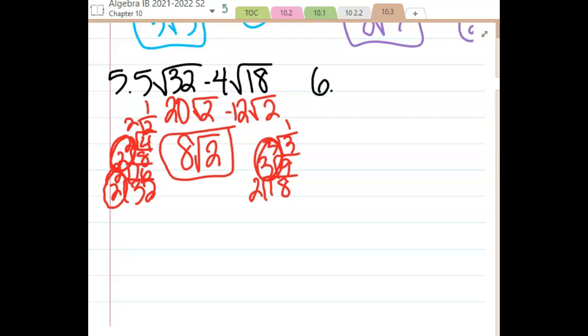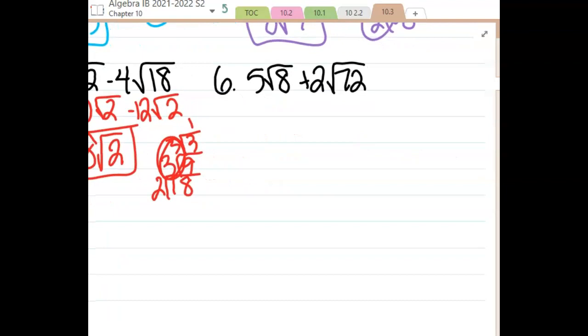Okay, I want you guys to try this one. I want you guys to try 5 square roots of 8 plus 2 square roots of 72. I'll give you a couple minutes to try that one. 5 square roots of 8 plus 2 square roots of 72.